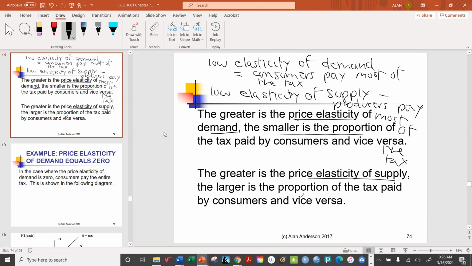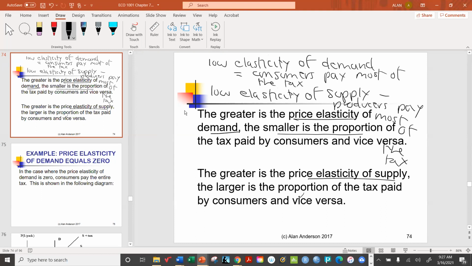And if you're not sure, you can think of an example, like for example, smokers. Let's face it, the reality is, smokers find it very difficult to quit. So the elasticity of demand for tobacco would tend to be very low. So when tobacco taxes go up, the consumers typically end up paying most of that tax, because their elasticity of demand is very low.